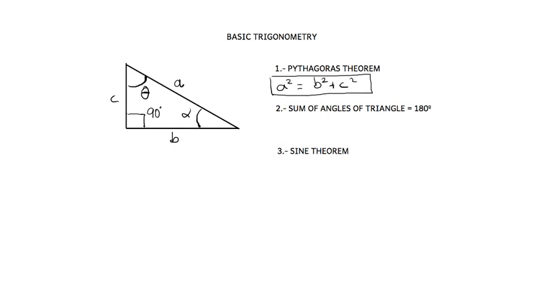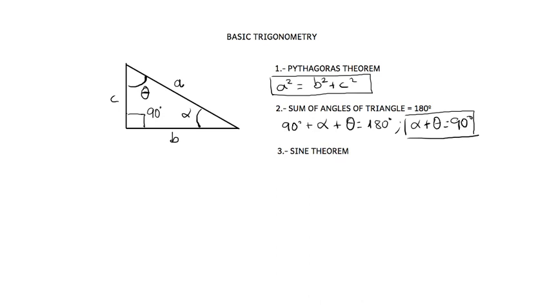The second one is that the sum of angles of a triangle is always 180. That applies for all kinds of triangles. So in this case, we will say that 90 degrees plus alpha plus zeta equals 180 degrees. From this we can simplify and say that alpha plus zeta equals 90 degrees. Also very useful.